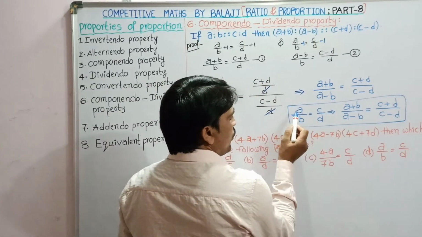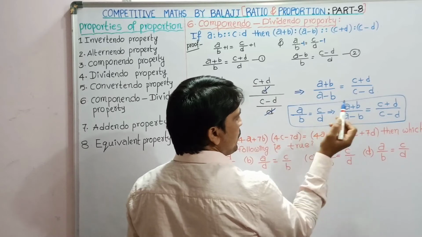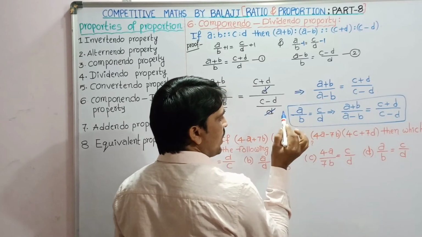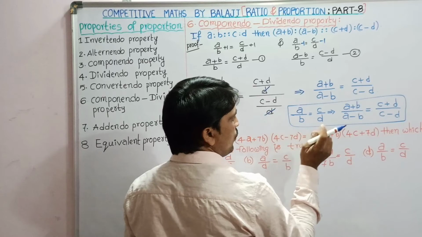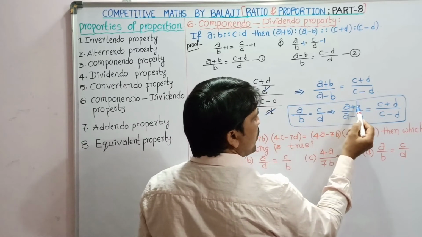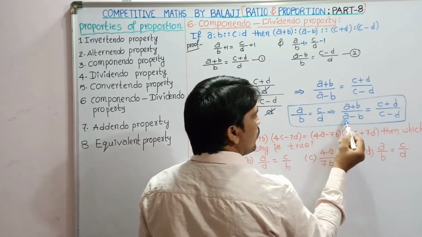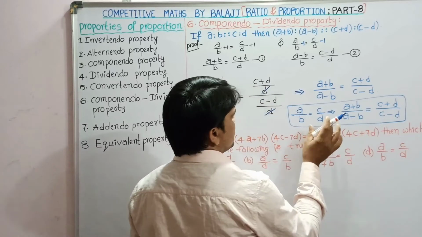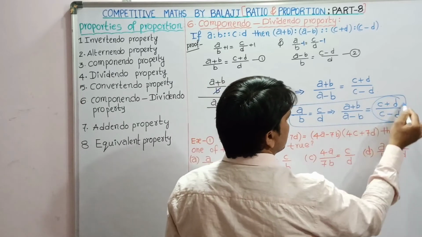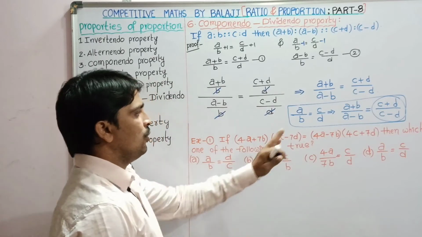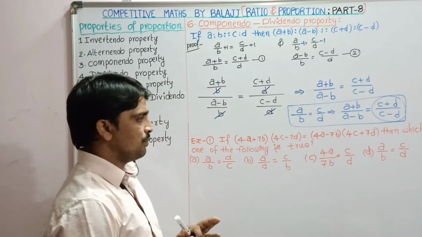That is numerator plus denominator. LHS side numerator is A and denominator is B. We are doing the operation sum of numerator and denominator by numerator minus denominator. The same operation is performed on RHS also. By using this property, let us see one example. First question.